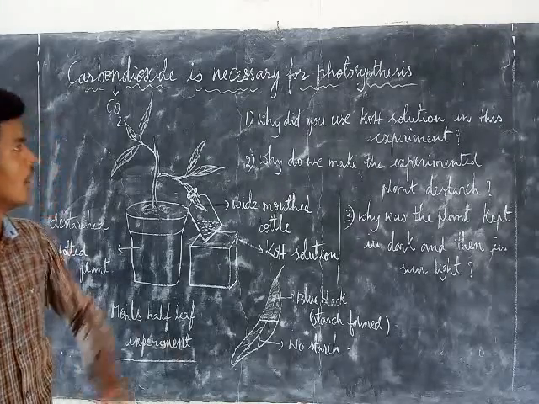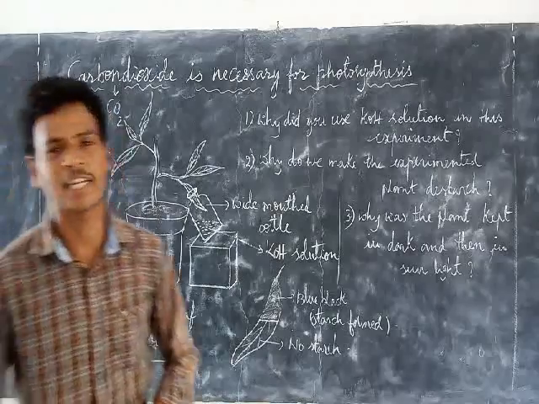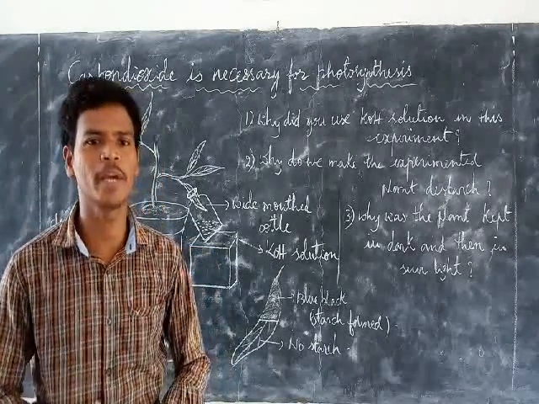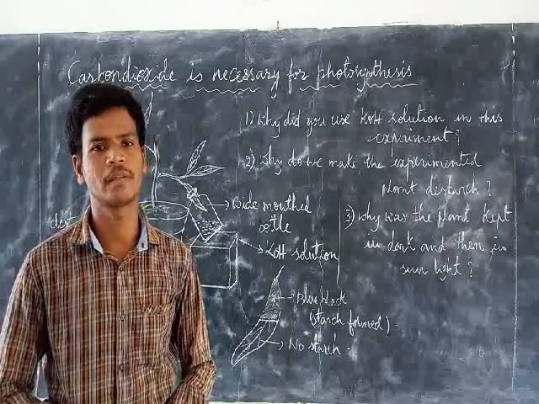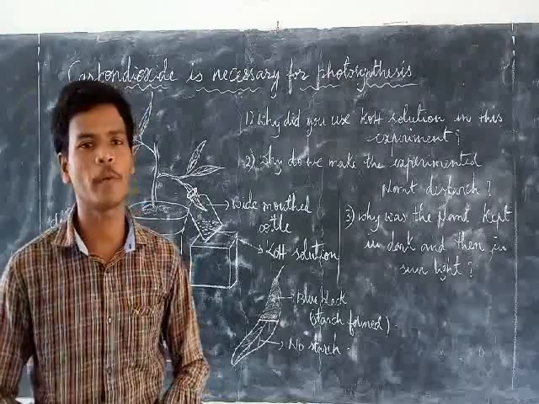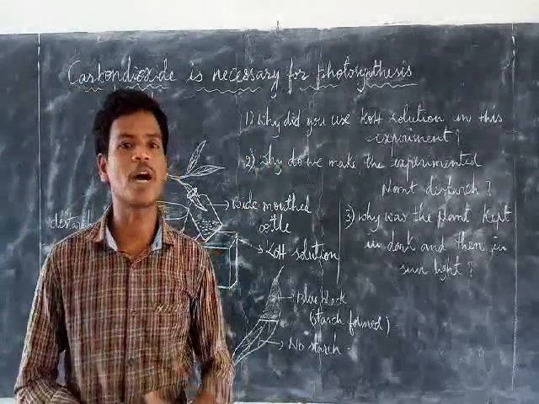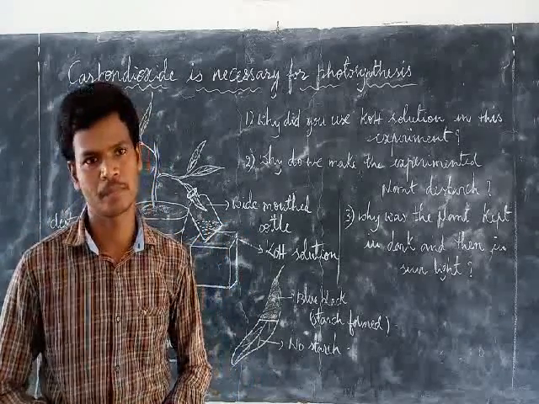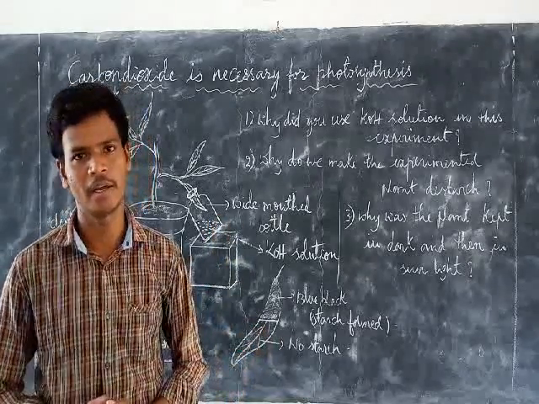Here, why did you use KOH solution in this experiment? KOH solution is also one of the chemicals you used in the experiment. What is its main importance? In this experiment, it absorbs carbon dioxide gas in the transparent bottle. It can absorb carbon dioxide gas in the transparent bottle.